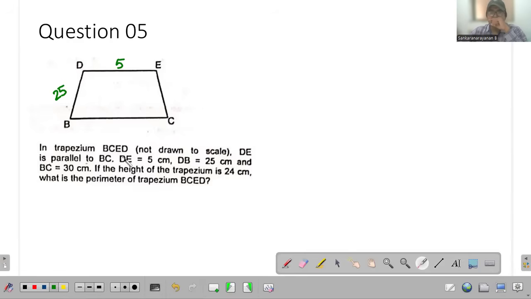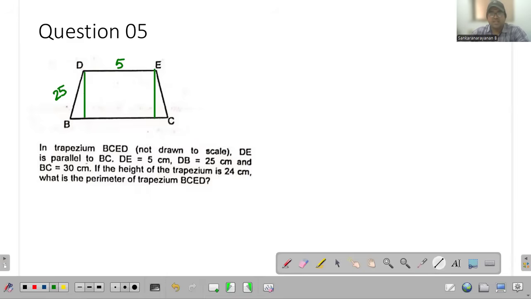So it is given that this DE is parallel to BC. Further, they have told you DE is 5 centimeters, DB is 25 centimeters, and you can see that this BC is equal to 30 centimeters. So this is equal to 30 centimeters. Cool. So I will not write that BC 30 right now, but rather I am going to split this into two parts.